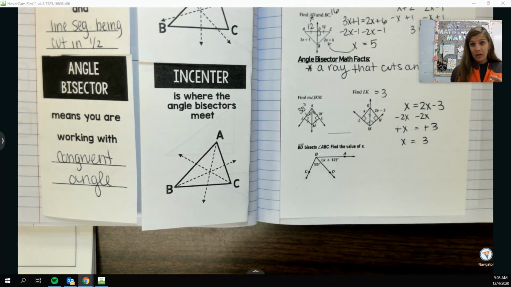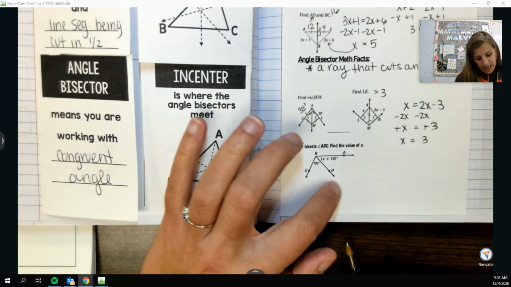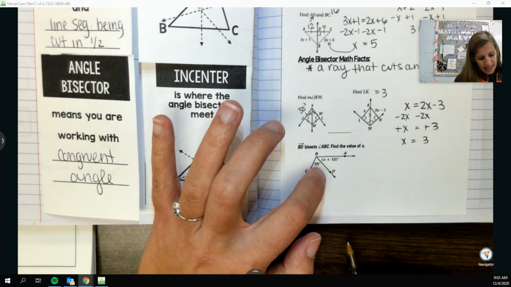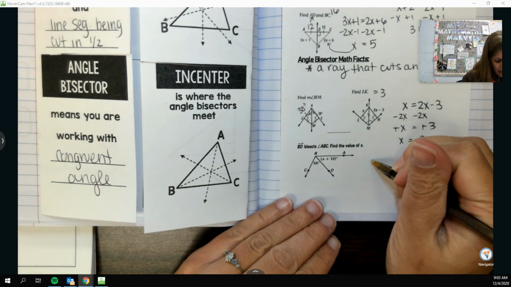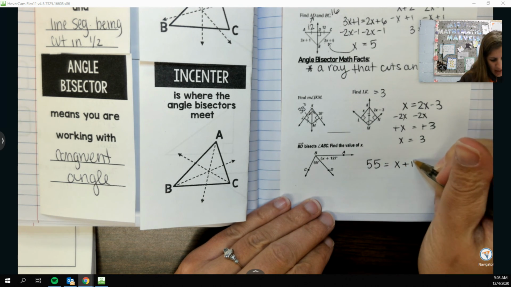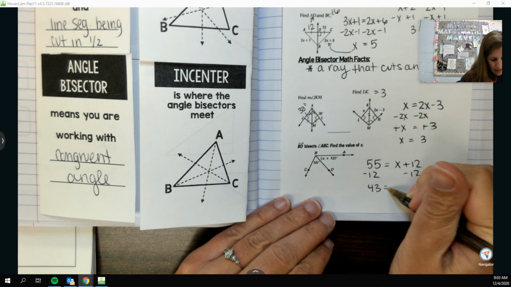Now, another thing that we've done before with angle bisectors is if they tell me that ray BD is the bisector of ABC, I can set these two sides equal. So to find the value of x, I would just say 55 equals x plus 12, subtract the 12, so x is 43.